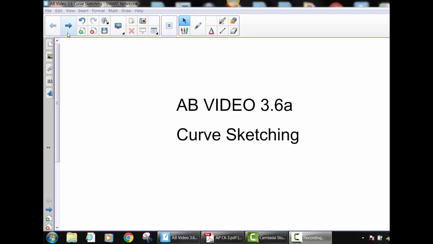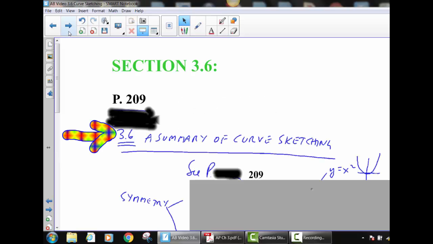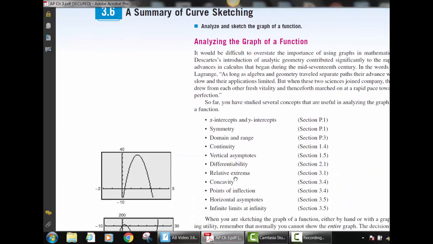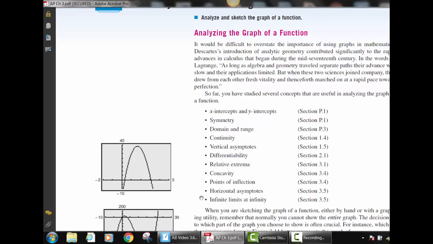This is where we put everything together in order to curve sketch by hand, obviously. Okay, so if you look at page 209, I believe this is page 209, this is what they tell you should be looking at. It's a very long list. Okay, I just want to talk about this really quickly.